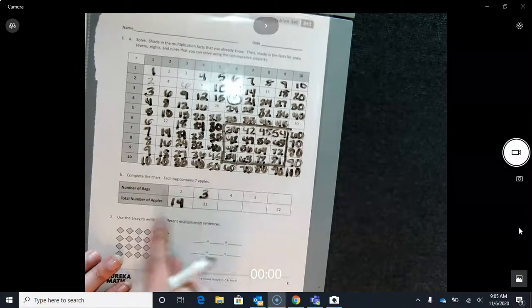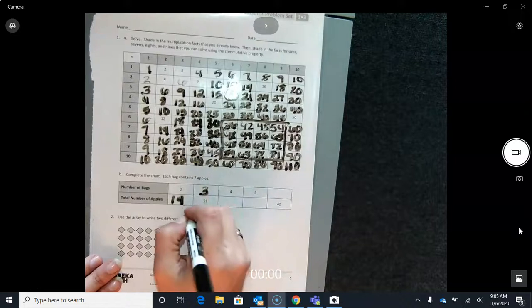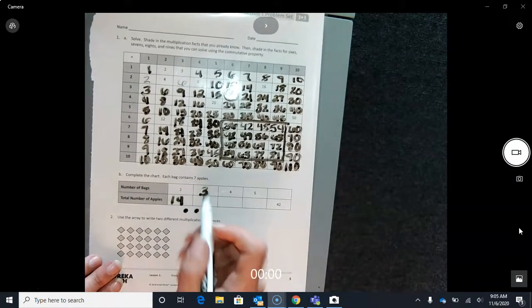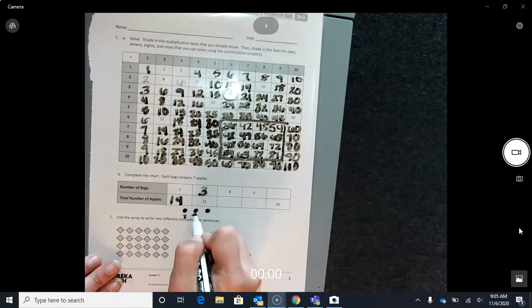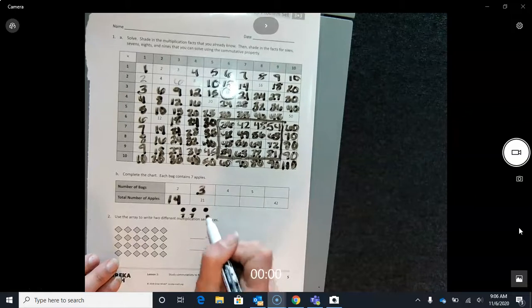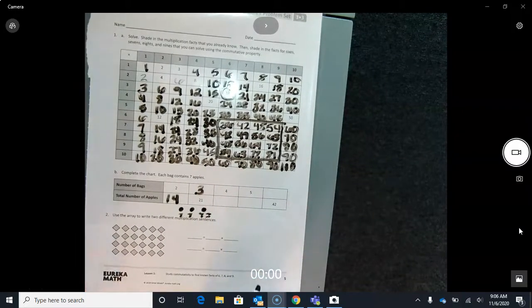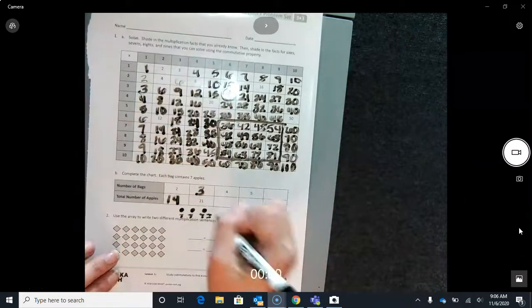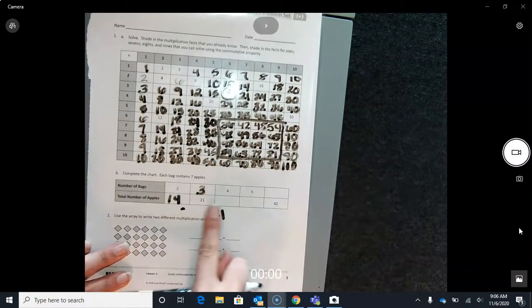But just to check, down below, let's just double check. If I have 7 in each, let's take a look. 7 plus 7 would be 14. Plus 7 more, let's see. 14, 15, 16, 17, 18, 19, 20, 21. Yes, that is correct. We can always just double check.